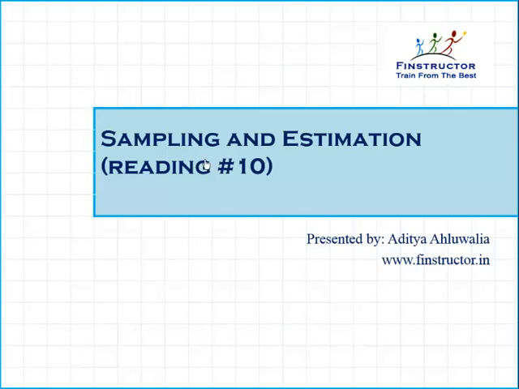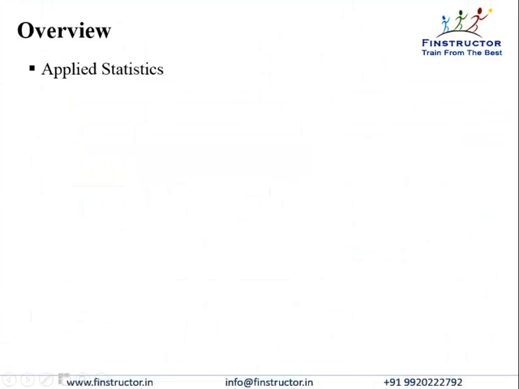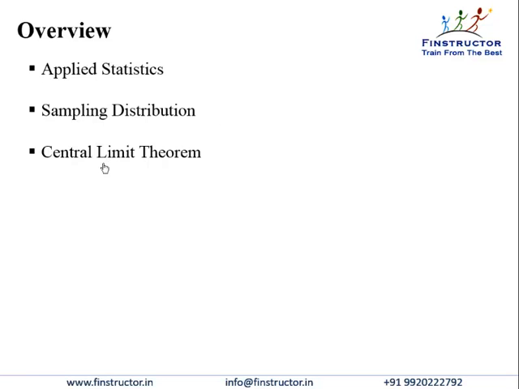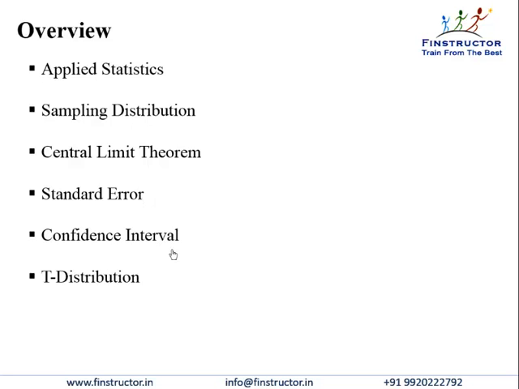So we'll start with a review of sampling and estimation, that is reading number 10 of the CFA curriculum. We'll start by understanding an introduction to applied statistics, what the sampling distribution is, very importantly understand the central limit theorem, calculate the standard error, calculate confidence intervals, understand the t-distribution, and wind up by understanding some biases that can creep in the process of sampling and estimation.